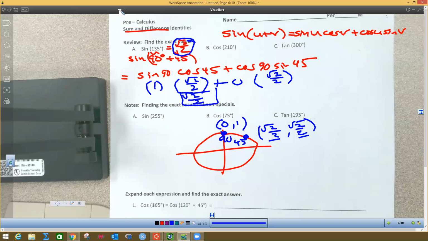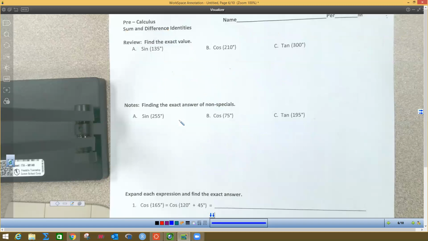All right. Now we're going to come down here and do these, and these are not on the unit circle, so you must use one of those new identities. So we want to find 2 angles on your unit circle that are going to add up to 255, or have a difference of 255.